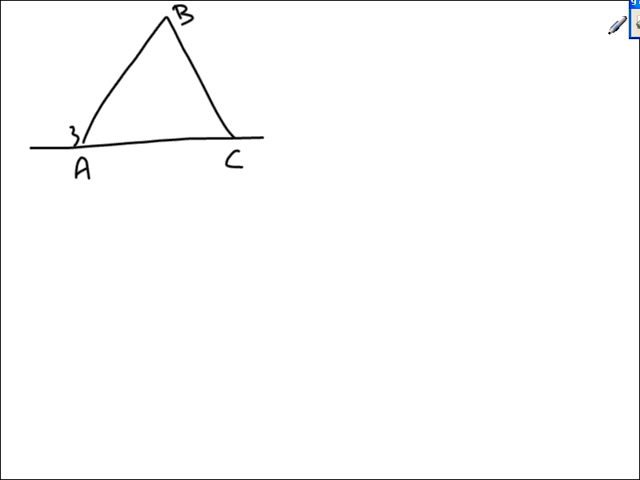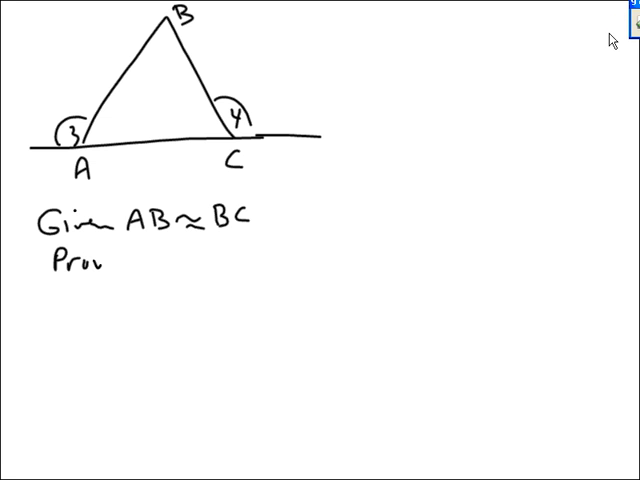Now, here's a very standard problem that you should be able to do. You have A, B, C, angles 3 and angle 4. And you are given that AB is congruent to BC. That's all you're given. And you want to prove or show that angle 3 equals angle 4.